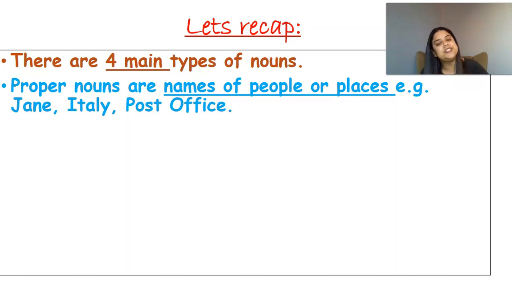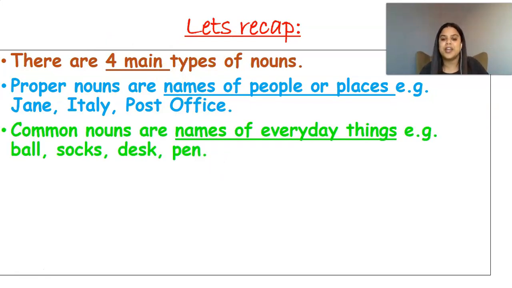The first one we looked at was proper nouns. They are names of people, places, but not just any kind of names of people or places. They are the actual names given, like Jane, Italy, post office. The post office is the name of a company.